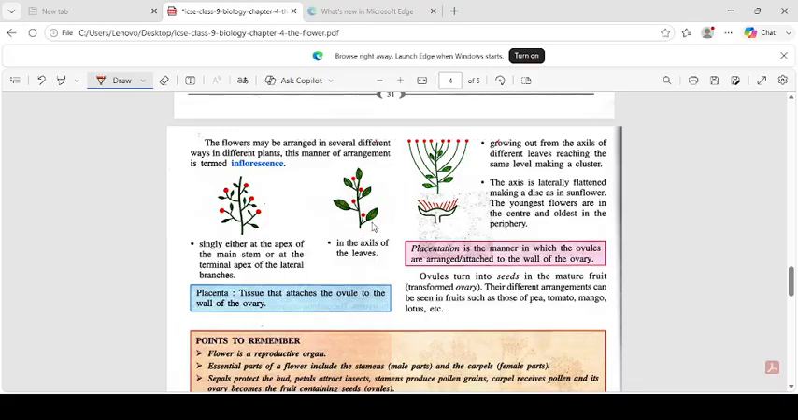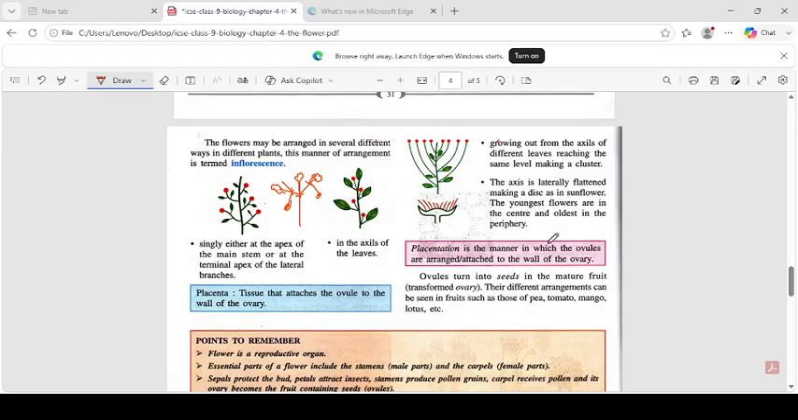Whereas in the case of cymose inflorescence, what happens? Suppose this is the stalk, and at the stalk the terminal flower comes. There is no option for further growth, so from the node another branch comes out. Again a flower arises and growth stops. Then from the next node you will have the next flower. So you can see the oldest flower is at the top and new flowers are growing towards the base. This is called basipetal succession. The 2 different types of inflorescence you will study in higher classes.